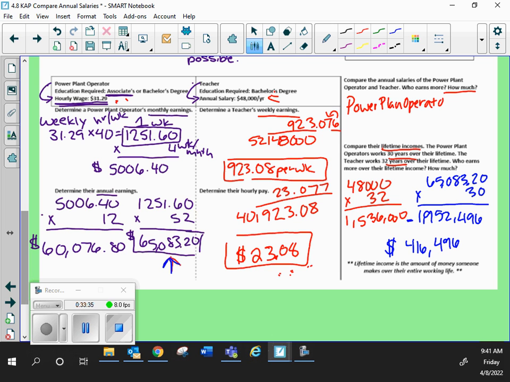Okay, so this is how you compare salaries. This is why people get more or less education. But again, these people are only getting associate's degrees a lot of the time.